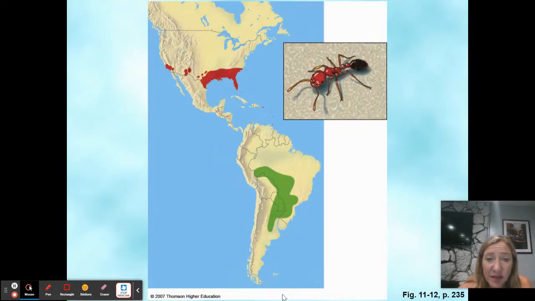So this is the fire ant. I'm going to blank on it, Argentinian fire ant, I believe. And the green is where it naturally is found, and the red is where it has invaded, if you will. It's a non-native invasive species to these areas.